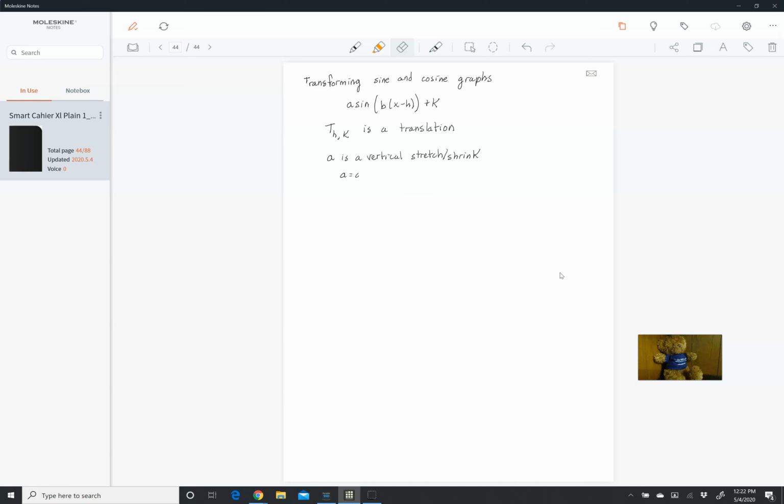A is equal to the amplitude. Okay, if you work in music, whenever you want to make a sound louder, you use an amplifier. Okay, so A is equal to the amplitude. B is a vertical stretch or shrink. I said vertical, I mean horizontal.